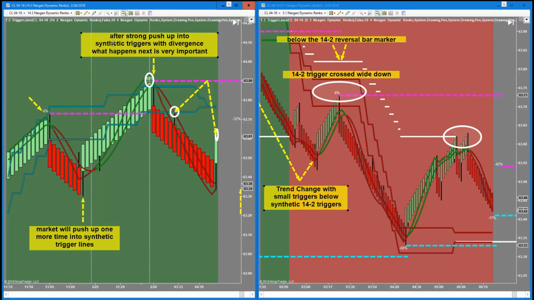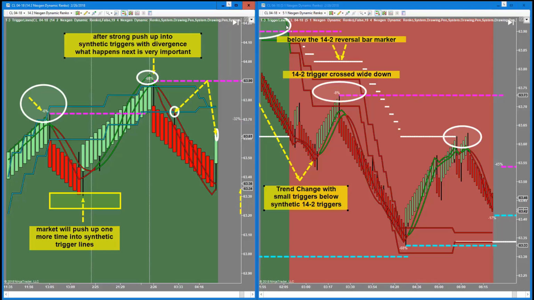On your large chart, 14.2 chart on the left, you'll see we've got a strong push up. I'll draw a circle. And then we get one more bounce to the upside because of the strength of our synthetic trigger lines. After the push up to the top, you can see we have a negative 68 number. Now again, this initially is not as important for trend trades on our smaller chart.